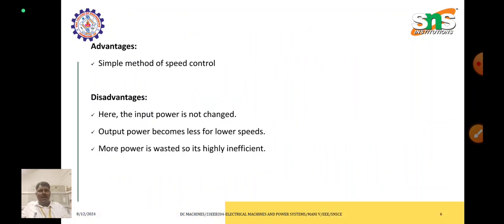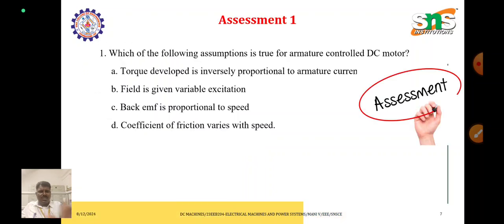The advantage is that it is a simple method of speed control. Here the input power is not changed, but output power becomes less at low speed, and more power is wasted, so it is highly inefficient. This is an assessment: which of the following assumptions is true for an armature controlled DC motor? Put your answer in the comment section.